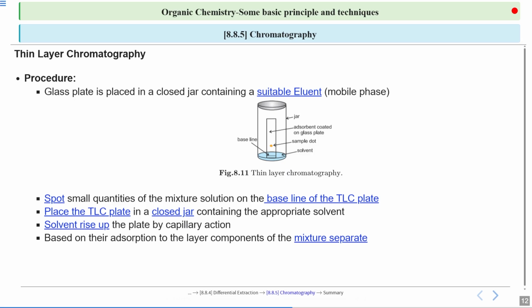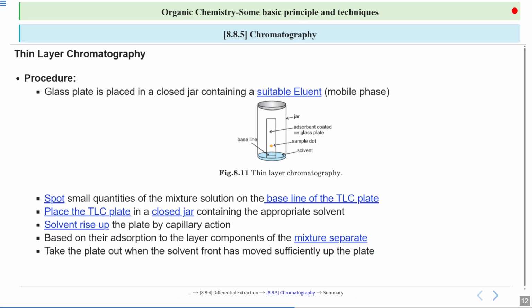Now, your mixture will contain different components, and different components will have different affinity towards your stationary phase. If it has a stronger affinity, it will not move further away from the spot. But if it has a weaker affinity towards the stationary phase, then it will move further away from the spot. So basically, it is again based upon the interaction of your mixture's components with the stationary phase.